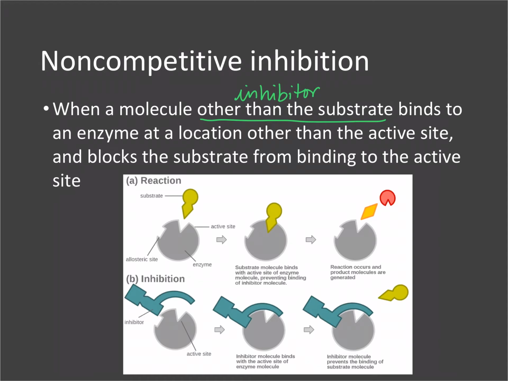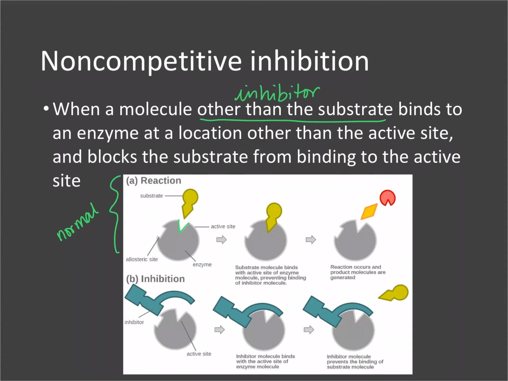And it's going to bind to the enzyme. It's just going to bind to it in a spot that is not the active site. So once again, in this picture down here, the top one is showing us a normal reaction where we have the substrate fitting into the active site of the enzyme, and the enzyme catalyzes the reaction to break that substrate down into its two pieces.